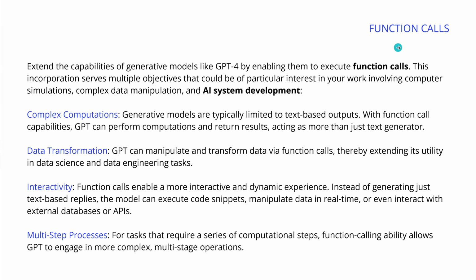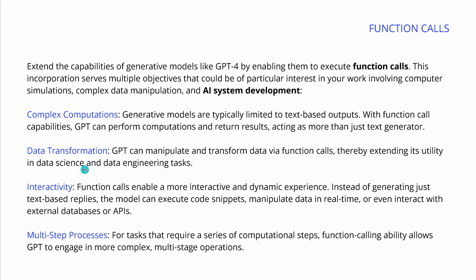These function calls are really, really important. So I make here a short information slide that systems like GPT-4, we can enable them to execute function calls. And this incorporation serves multiple objectives that could be of particular interest, especially for AI system development. This is about complex computations. You know, generative AI models, if an LLM, are typically limited to text-based outputs, and with the function call, you have maybe computation. You can return results. So you are not just a text generator.